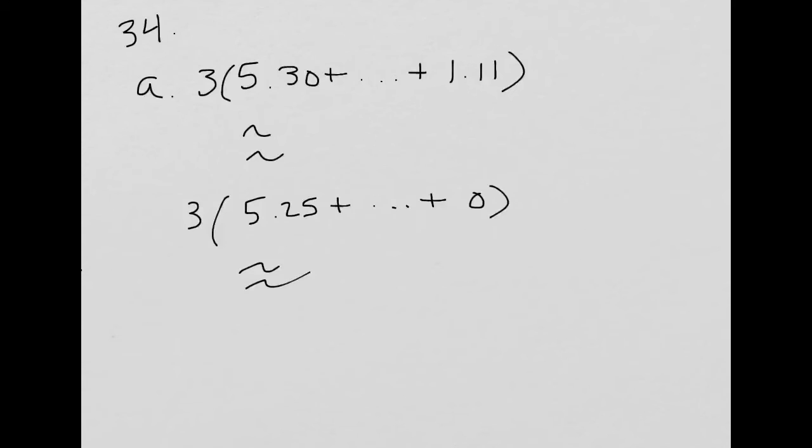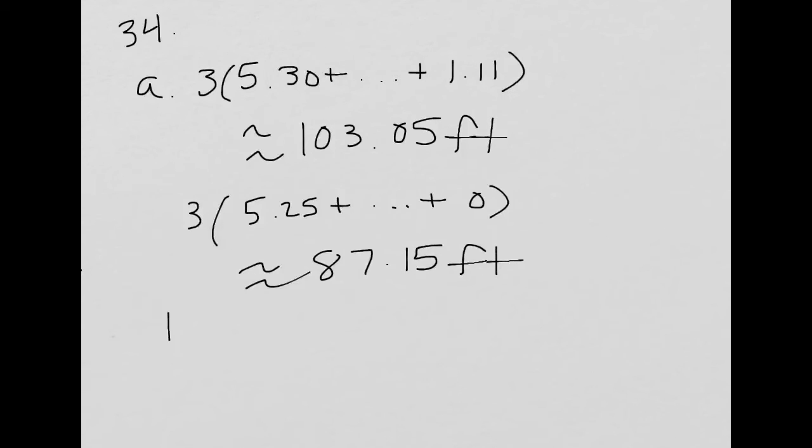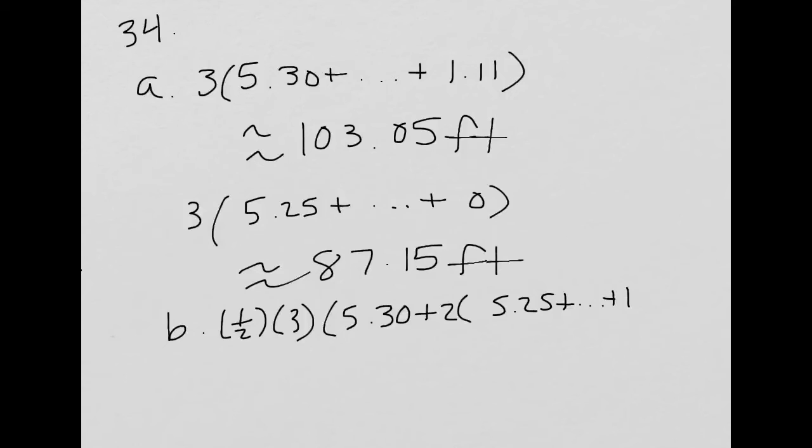So 103.05 feet, and then 87.15 feet. Part B asks you to use a trapezoid rule. So you're going to have the 1/2 because it's a trapezoid, the 3 because that's your height. You'll start with 5.3. You'll double the middle pieces. And you'll tack on the end. And when you do that, you get approximately 95.1 feet.